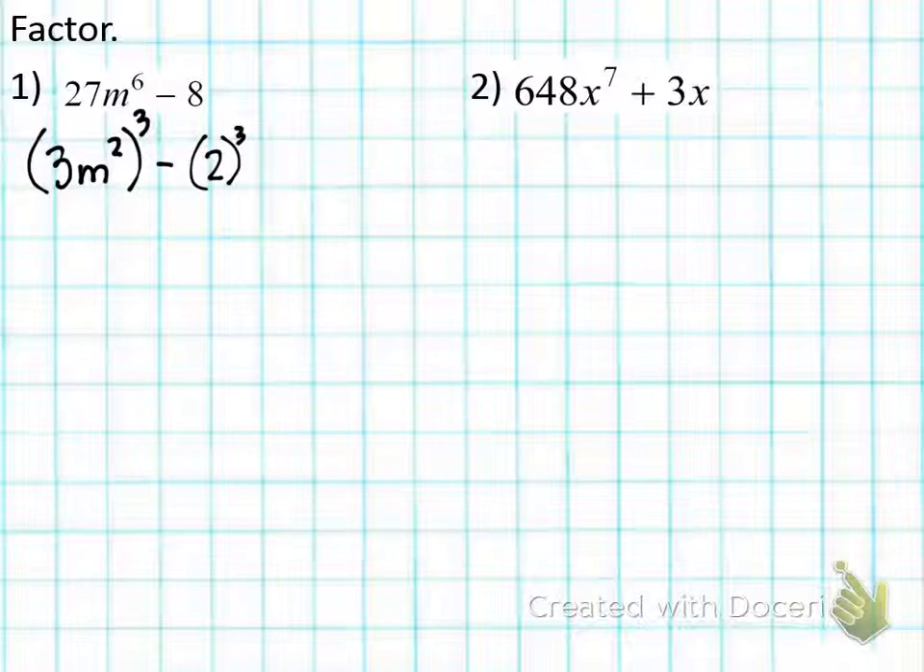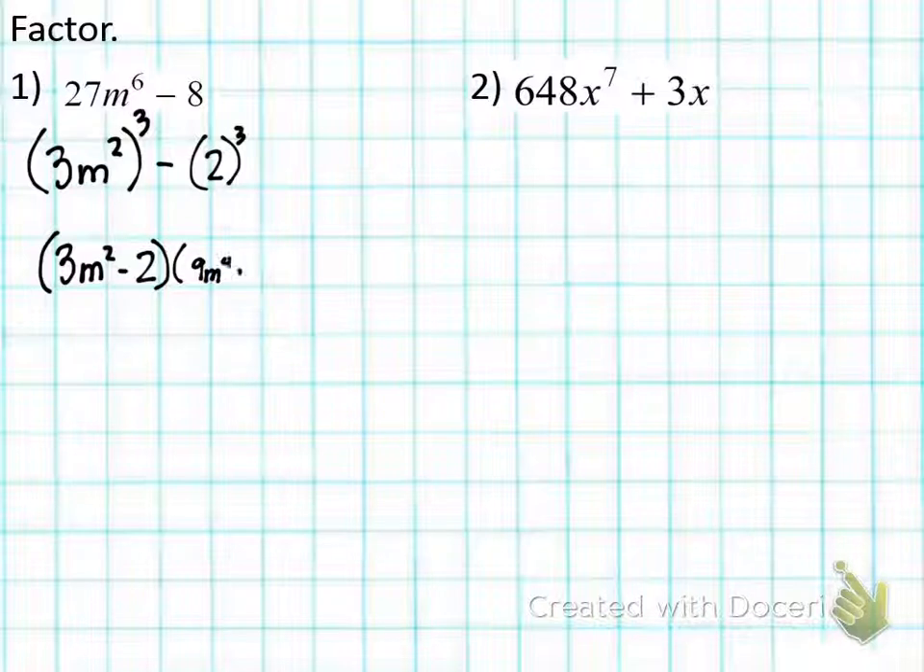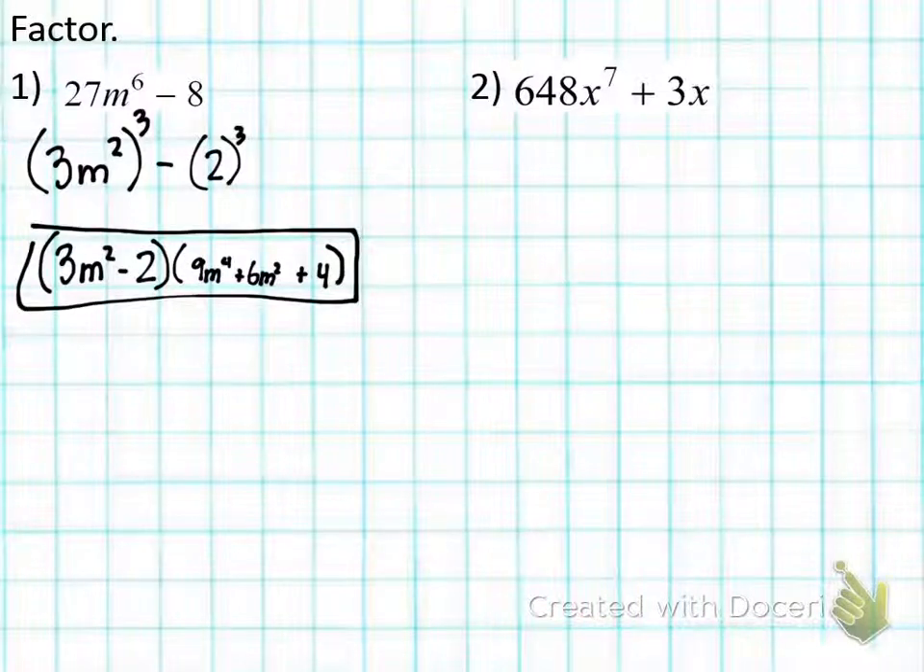All right? So this one has an a minus b, so we're going to do 3m squared minus 2, all in parentheses. Then we're going to square the first term, a squared, which is going to be 9m to the 4th power. Bring down the plus sign. A times b is going to be 3m squared times 2, which is going to be 6m squared. And then b squared is 4. And that's it. Then you box your answer. That's all you do for number 1. Okay? Don't write anything down yet, kids. Number 2, just watch again.